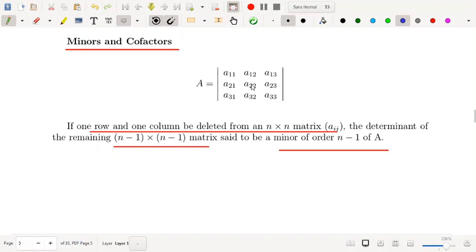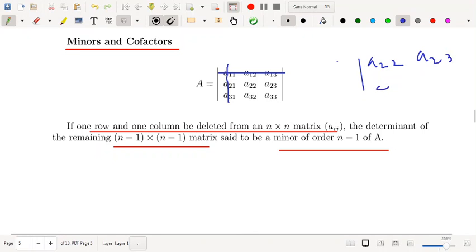Suppose you are removing the first row and first column. So what do you have? You have A22, A23, A32 and A33, right? This is called the minor of order 2. This is called the minor. I am writing the symbol as M for the minor, and this is M11.